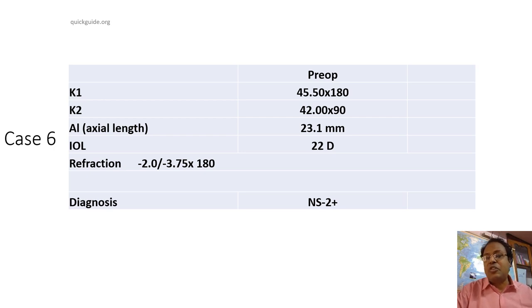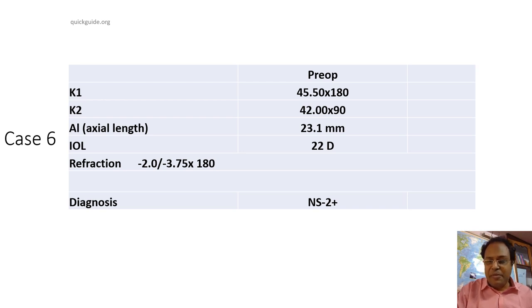I understand not in all cases you have a manifest refraction, but in cases where you have a manifest refraction or the other eye refraction, you can always compare that. Why? If you see this case, the K1 is 45.5 diopters at 180 degrees, 42 diopters at 90 degrees. So it's against the rule astigmatism. If you look into the refraction, it is with the rule astigmatism. Clearly here, the manifest refraction is not matching the K readings.